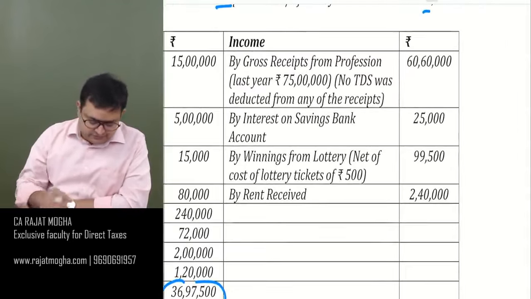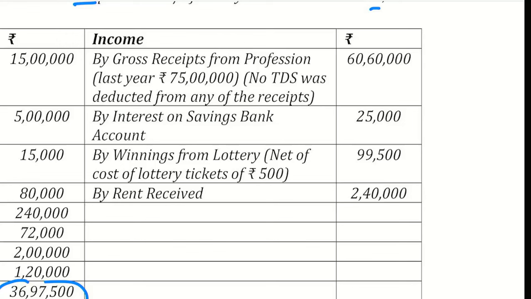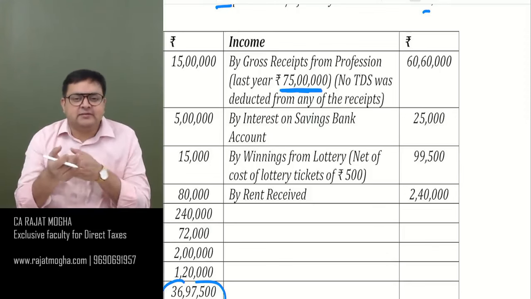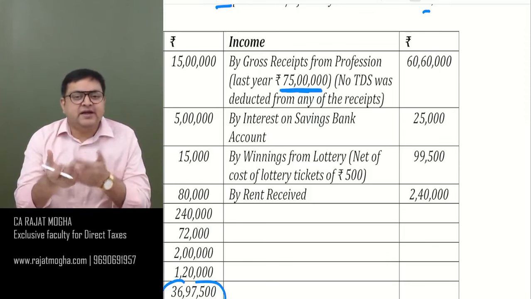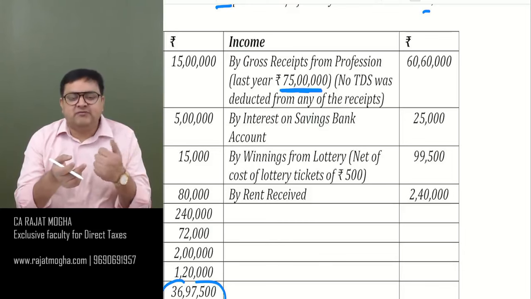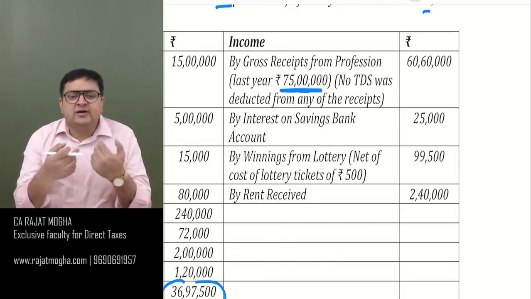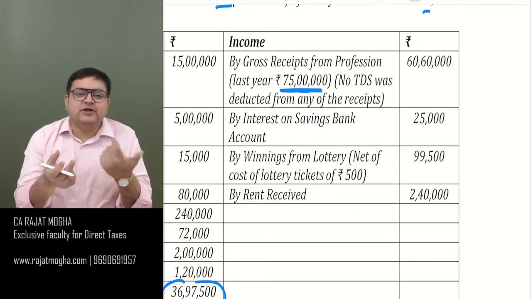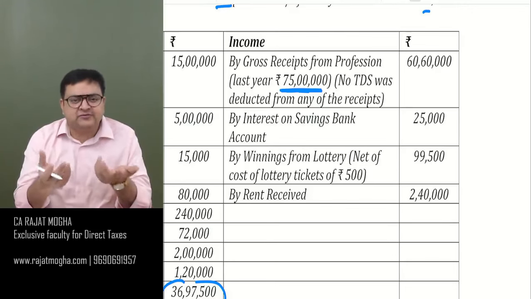Now, credit side, gross receipts from profession. Last year his profession receipt was 75 lakh. Why have they given it for the last year? Probably regarding TDS. Do you understand big individual or big HUF versus small individual or small HUF? Whose turnover of the last year of business is more than 1 crore, he's a big individual and is supposed to deduct TDS. Or in case of profession, if the last year turnover is more than 50 lakh, then you are supposed to deduct TDS wherever applicable.